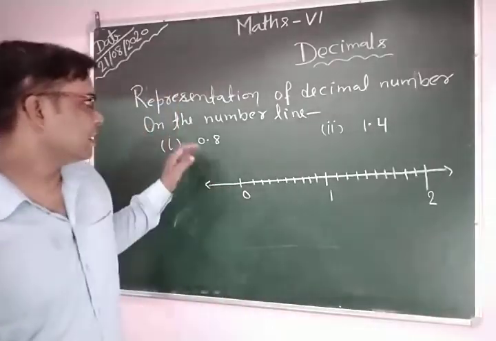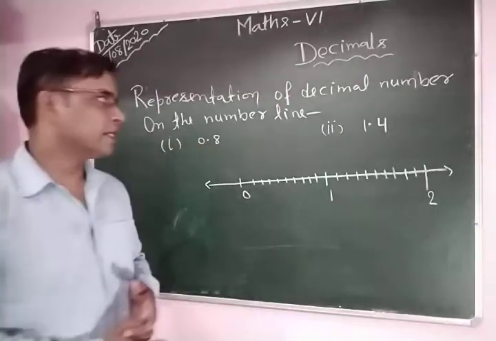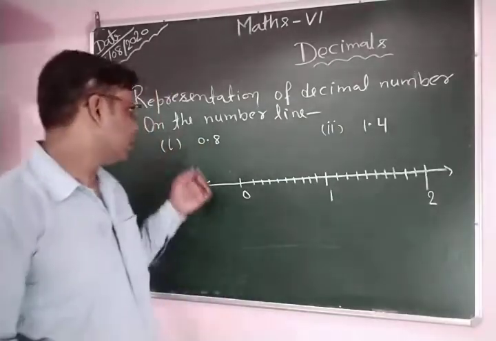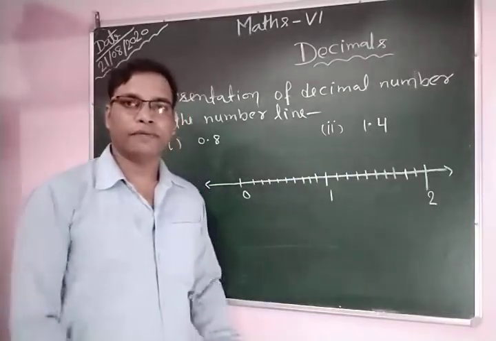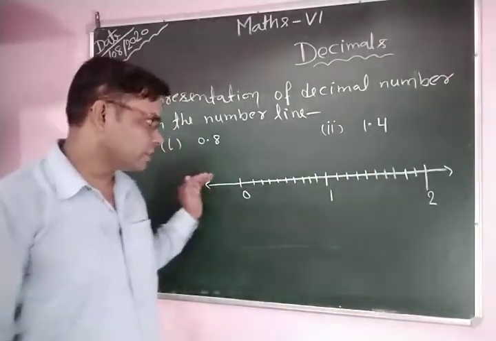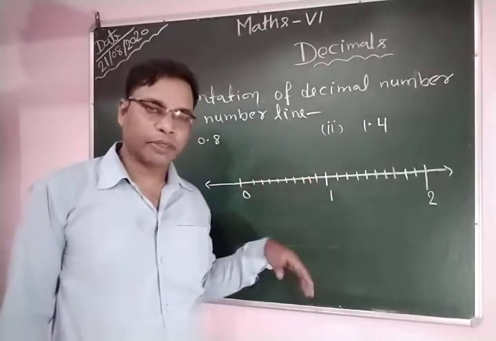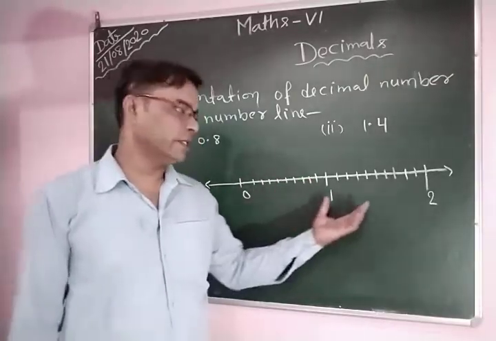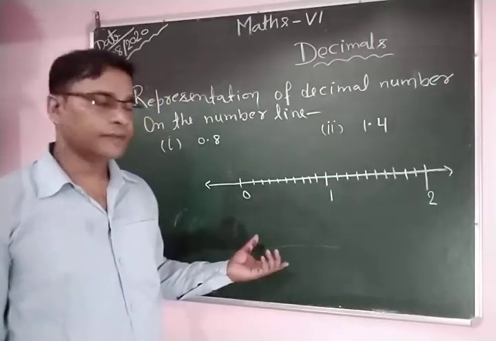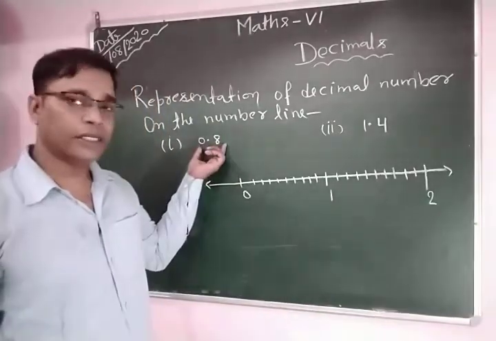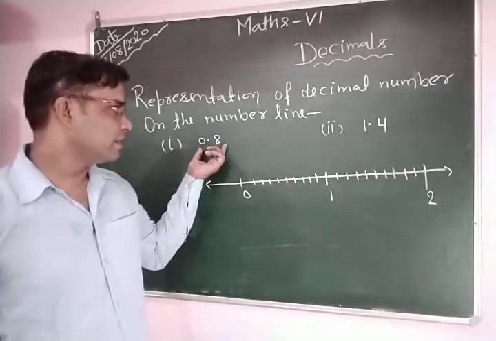Here you can see the representation of decimals on the number line. The first decimal number is 0.8 and the second is 1.4. First we draw a number line, and after this we plot the numbers 0, 1 and 2 on it, so it becomes a number line. You can see here this is 0.8.